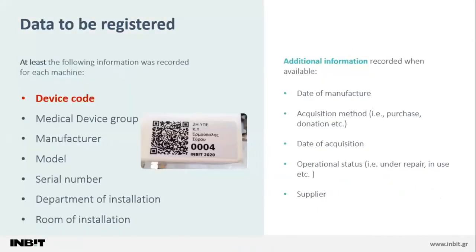And now, having followed the procedure described previously for each device, we were able to obtain the following information for each device. This information includes, of course, the unique device code on the QR label, the manufacturer of the device, the model, its serial number and medical device group, the room of installation, its date of manufacture, and sometimes we would be able to indirectly obtain information like the acquisition method, if it's purchase or donation, the date of acquisition, and the operational status. And this information would be obtained mainly with the help of the local staff.